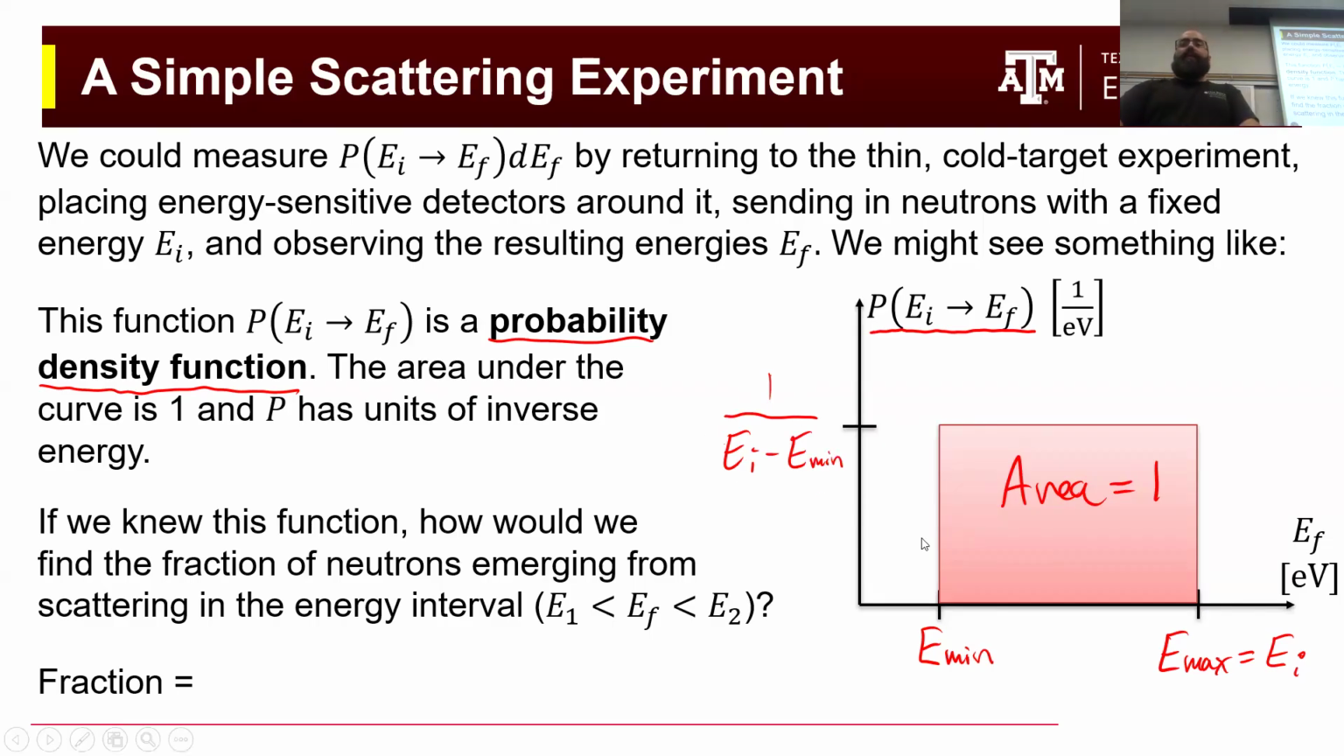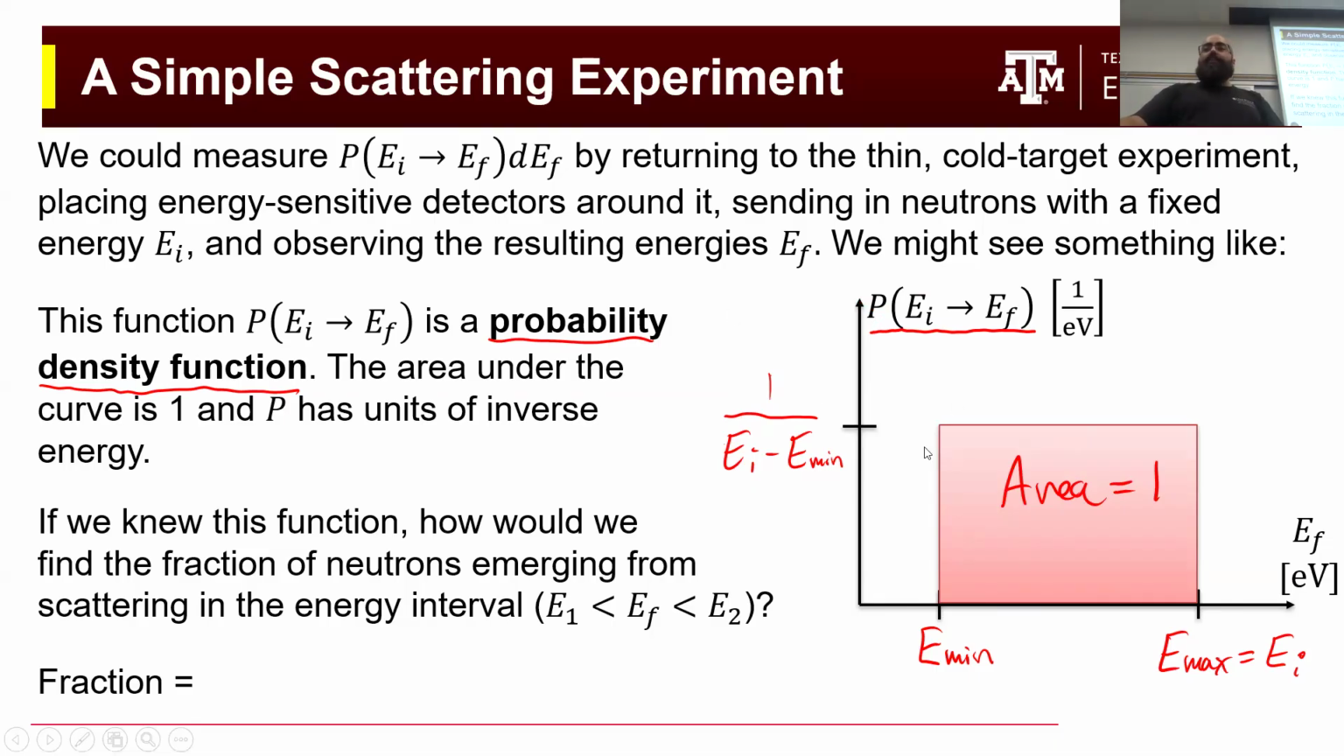EI minus E min, which is the width of my interval. If I take 1 over that width as my height and this interval as my width and multiply them together, I get 1. Also, this has units of inverse energy, which is what my probability density function should have.